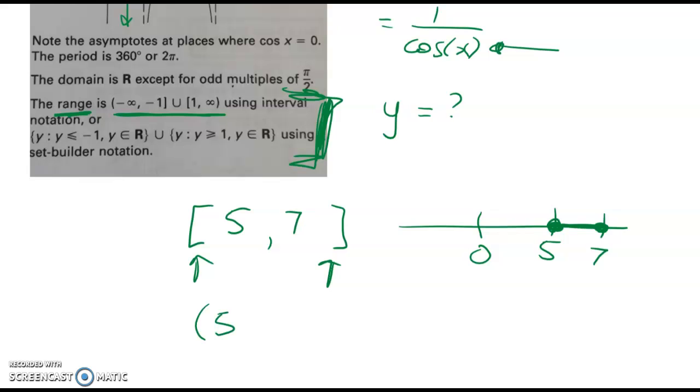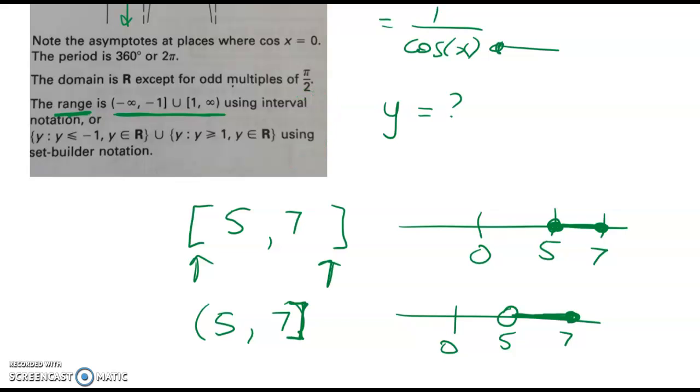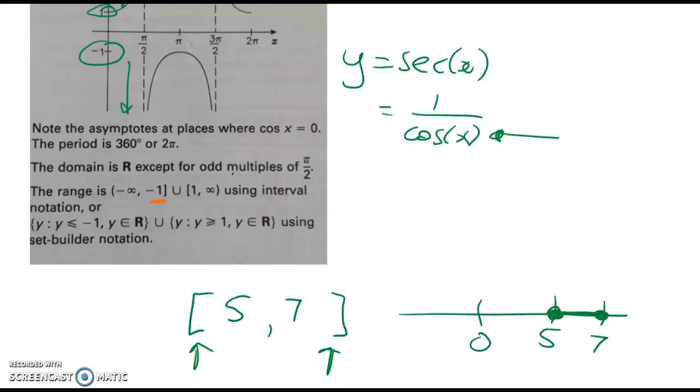If I don't want to include 5, but I do want to, let's make it that we do want to include 7, then that interval would be an open circle on 5 up to a closed circle on 7. So that's what's going on here with that notation. It's saying we do want to include 1, right? It is possible to include 1, and it's possible to include -1.